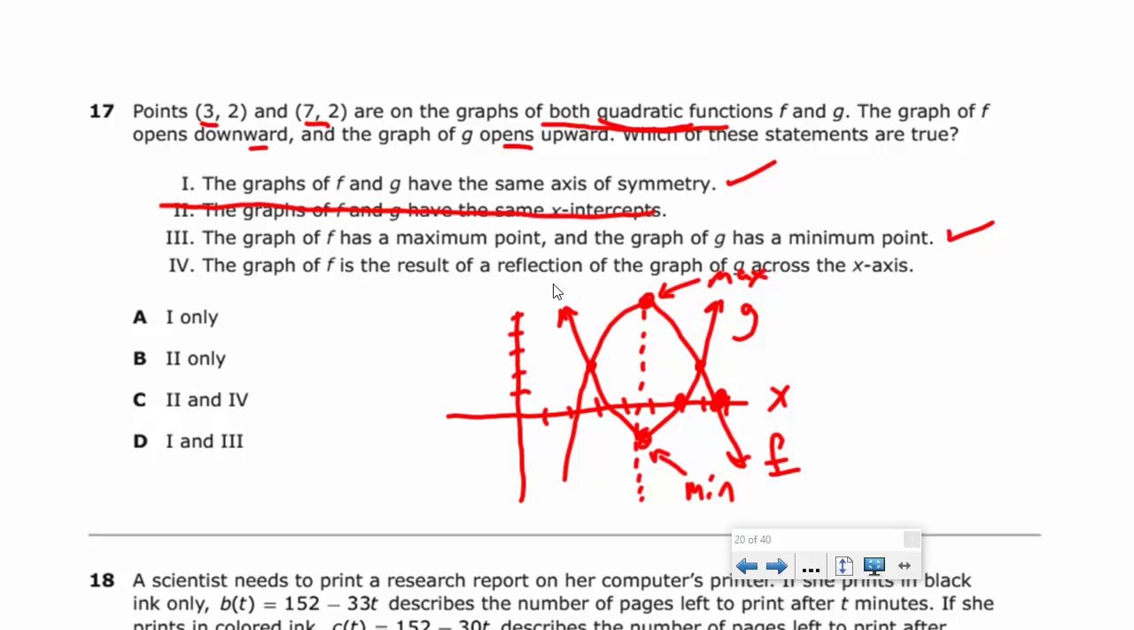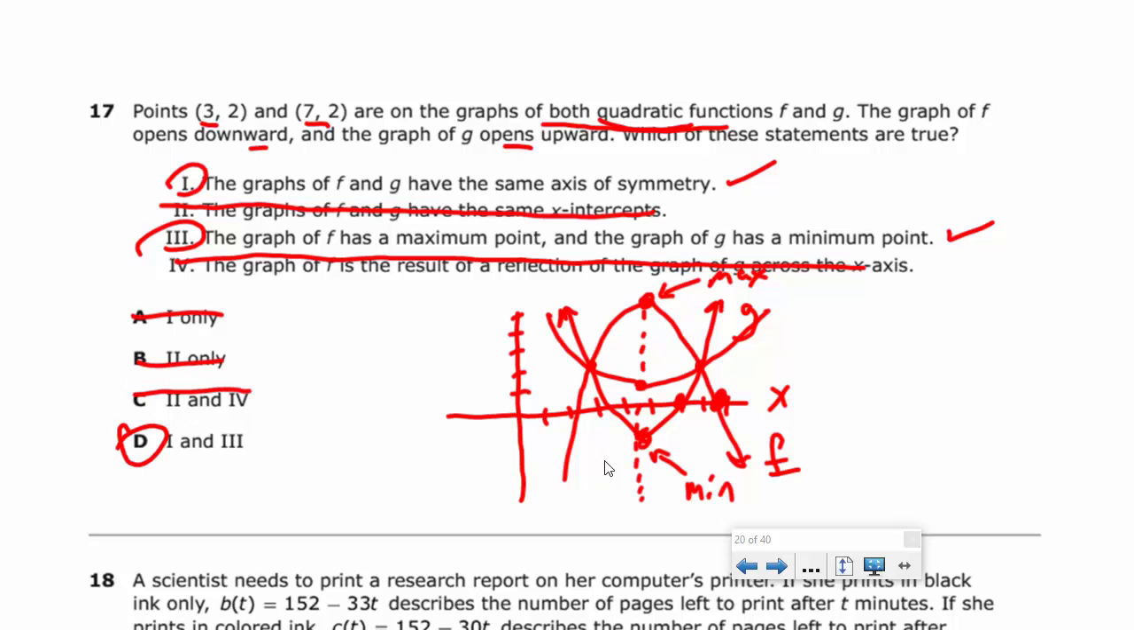And then right here, the graph of f is a result of a reflection of g across the x-axis. That's not necessarily true because that really depends on how wide this graph is. This graph could be pretty wide. I could actually have a graph that looks like this and goes through these as well. So it's not necessarily true to say that. So no. So your only definitely true answers are 1 and 3. So not 1 only, not 2 only, not 2 and 4, but 1 and 3 is actually what you're looking for. And then we'll try to move on from that.